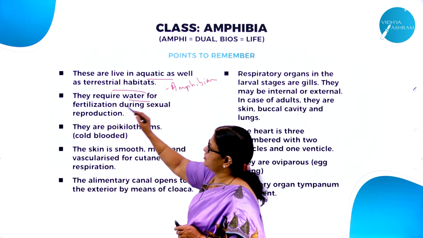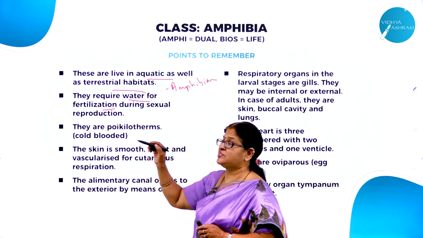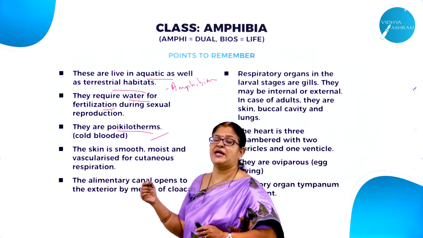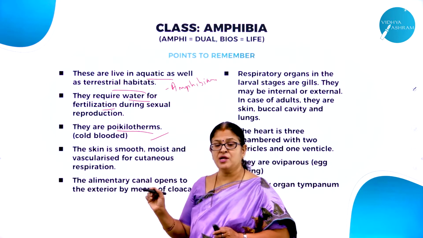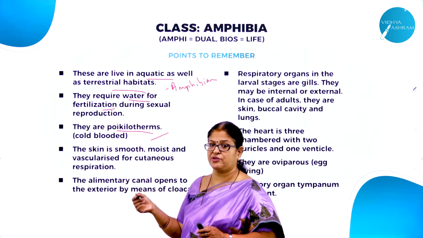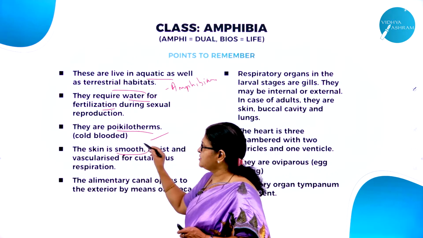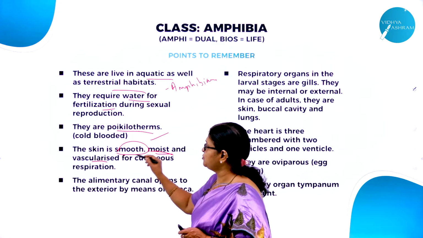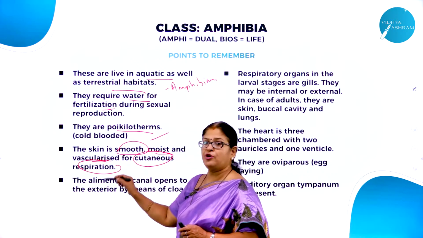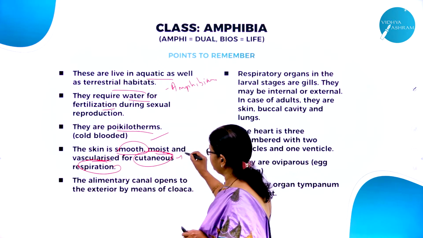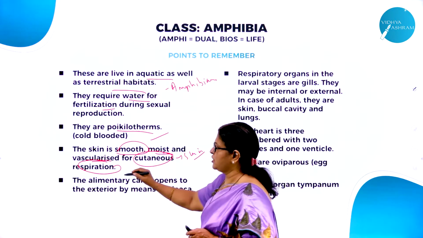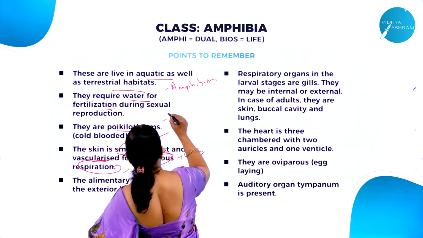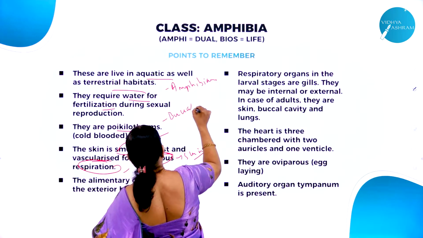Then they require water, particularly for what type of fertilization? External fertilization. And they are poikilotherms, cold-blooded animals. The body temperature is not constant. It keeps on changing according to the external environment. And the skin is what? Smooth, moist and vascularized. What is it used for? Cutaneous respiration. What do you mean by cutaneous? Skin. Respiration through skin is called what? Cutaneous respiration. And respiration through mouth is called buccal respiration.